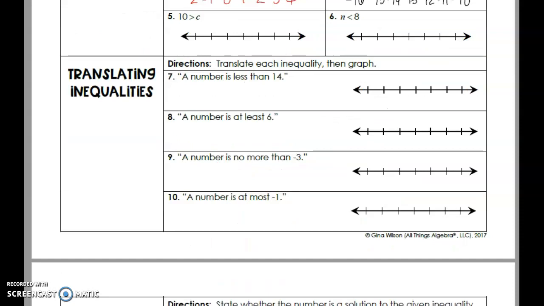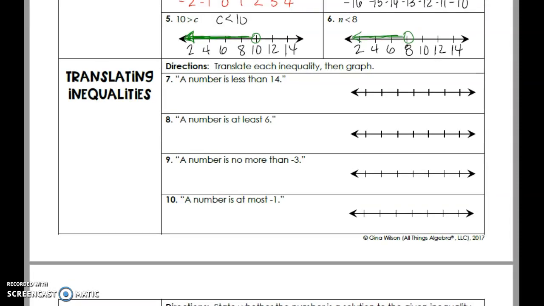Go ahead and pause the video and try to answer questions 5 and 6 on your own. Remember, all you're doing is placing your numbers on your number line and then graphing the inequality. Check your graphs with mine.